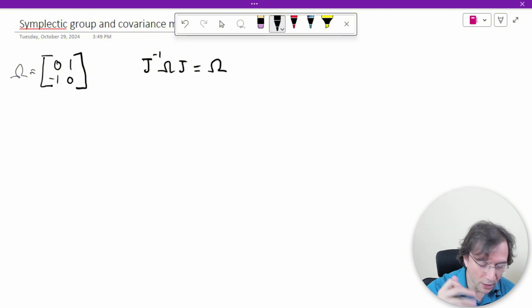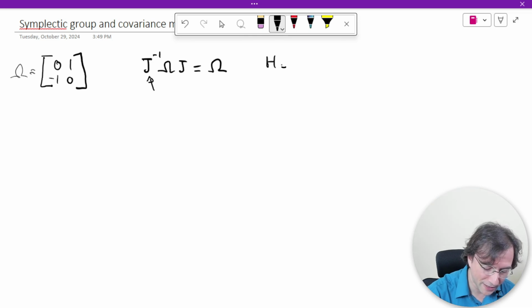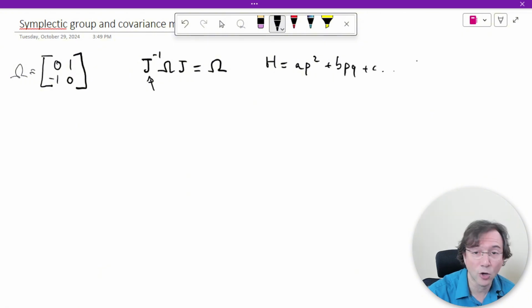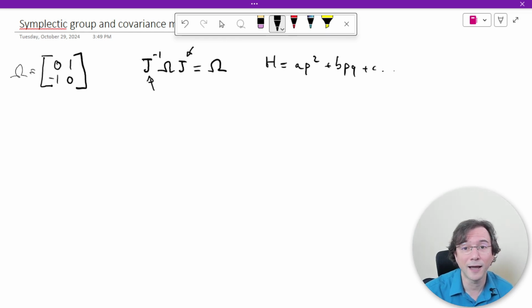And we are only going to concentrate on the transformations where this Jacobian is linear, which means the Hamiltonian is going to be quadratic. So it's going to be something like a p squared plus b pq plus c q squared, and so on. All the terms that are quadratic or lower, so the p squared, the pq, the q squared, the linear terms, and the constant. And so these will give a linear matrix, the Jacobian will be just a constant matrix, and then we can study everything like that.